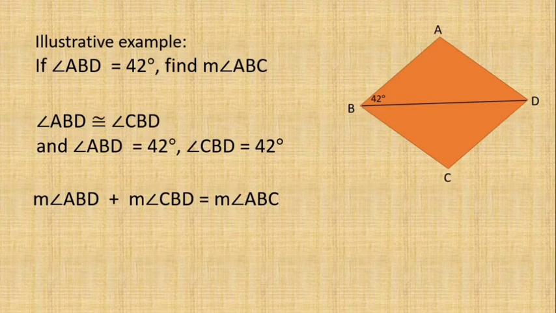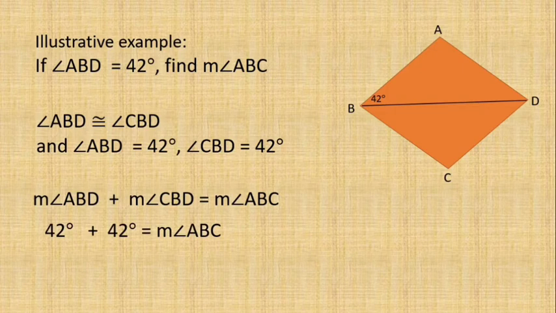The measure of angle CBD is equal to 42 degrees, and the measure of angle ABD plus the measure of angle CBD is equivalent to the measure of angle ABC. Therefore, by substituting the given values, we will have 42 degrees plus 42 degrees is equal to the measure of angle ABC. We just substitute the given values of angle ABD and angle CBD. Therefore, if we perform it, we will get 84 degrees as the measure of angle ABC. And that is theorem number 1 for rhombus.